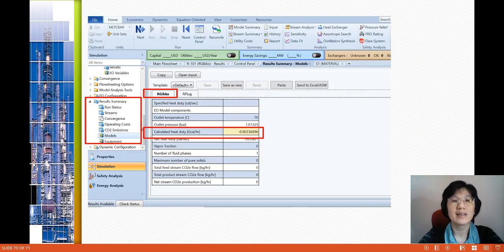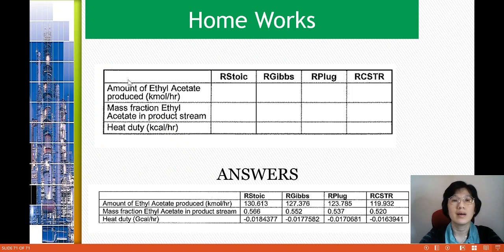So you can also check the heat duty under the model tabs, under the section of result summary. So we have the heat duty for RGibbs. You can also check the heat duty for RPlug accordingly. Other than this section, you can also check the heat duty in the block area. So you can go to the block area in the navigation pane and check the results accordingly. It is also available in that section. So I have shown you how to do it in RGibbs and RPlug. So RStoic and RCSTR, I will leave it to you.